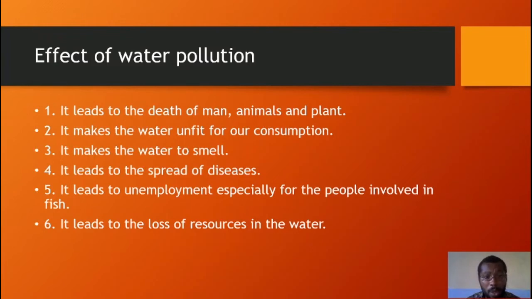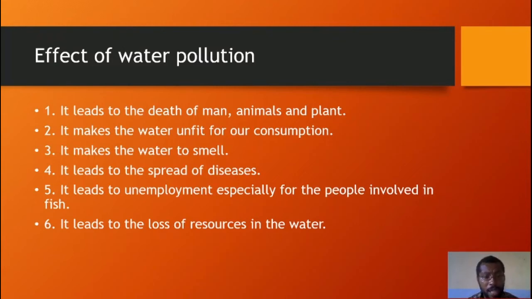So it makes the water unfit for our consumption. Now the third, it makes the water smell. You can see by the time you dump dirt into the water, you discharge your feces into the water, you'll see that the water will start smelling. You will not be able to go close to it. So it makes the water smell.